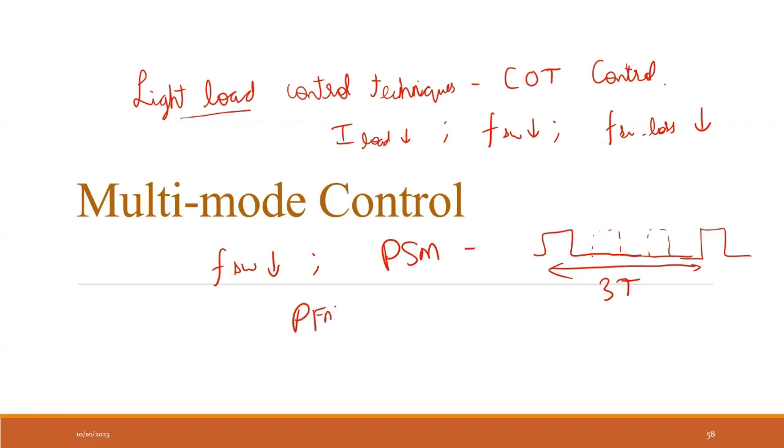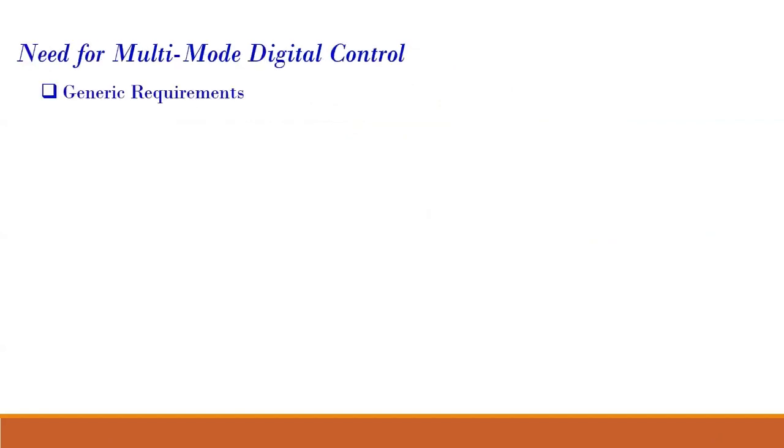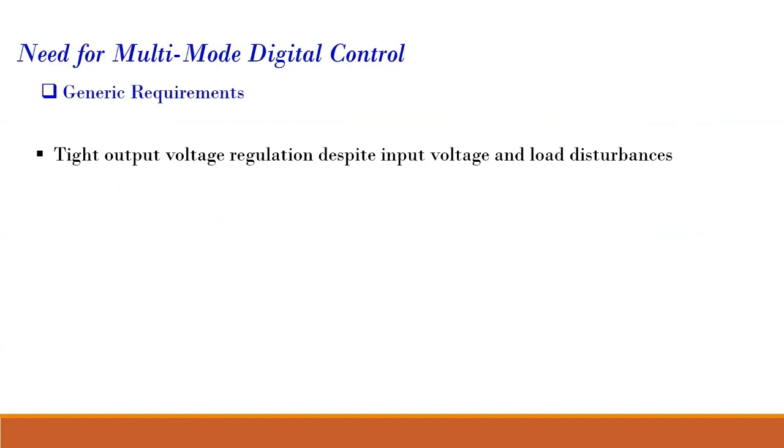Another technique is pulse frequency modulation. In that case, we are just increasing the time period. The on time remains fixed, and the time period is increased. This is another technique known as pulse frequency modulation. The goal is to change the operating frequency based on the current load requirements.